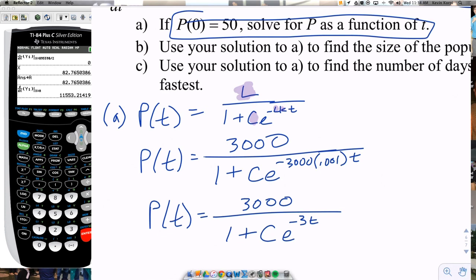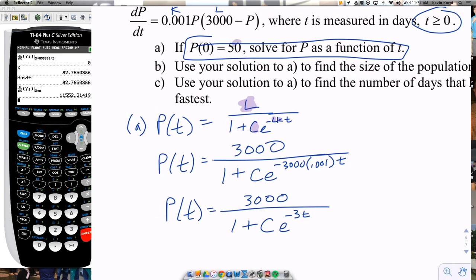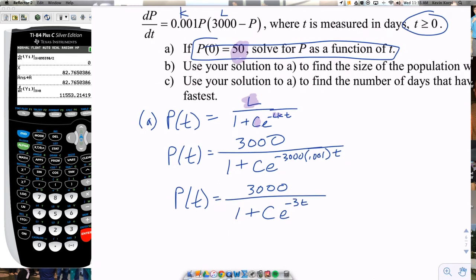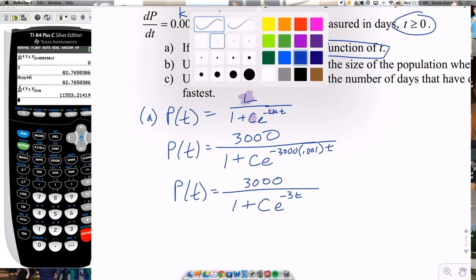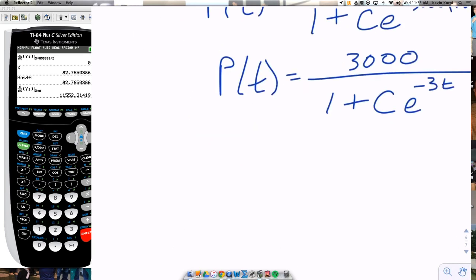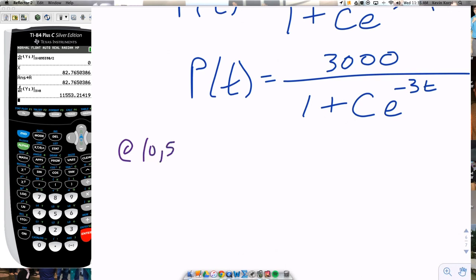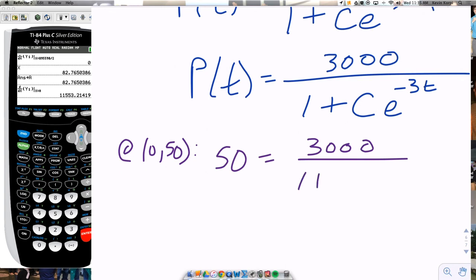But I still need to find C. Now it says P of 0 equals 50. Does that mean that C equals 50, since that's the y-intercept of the graph? No. I told you that C in the equation is not always the y-intercept. For the second equation it is, but for here it may or may not be. You have to actually plug it in and figure it out. So at 0, 50, we get 50 equals 3,000 over 1 plus C e to the 0. What's e to the 0? 1. So I have that equation to solve.